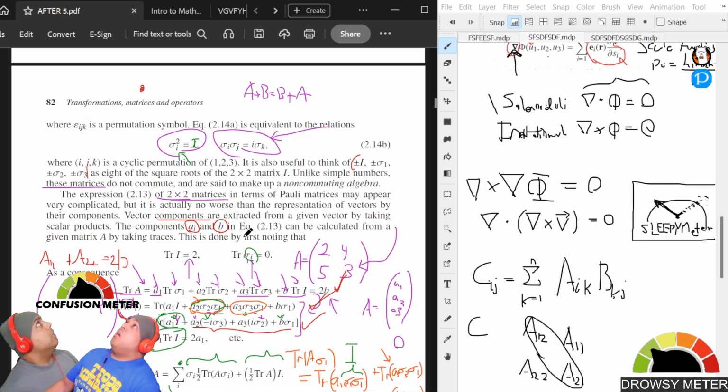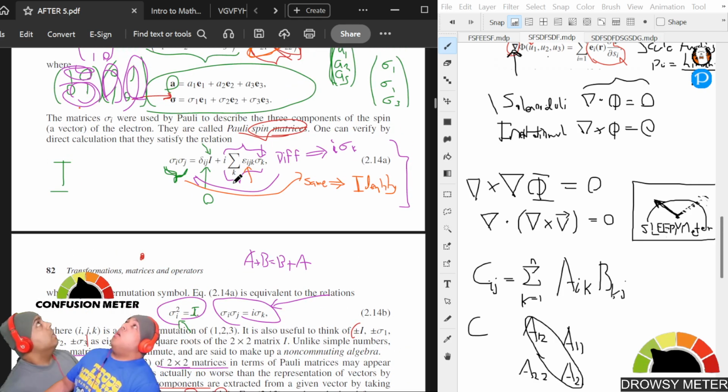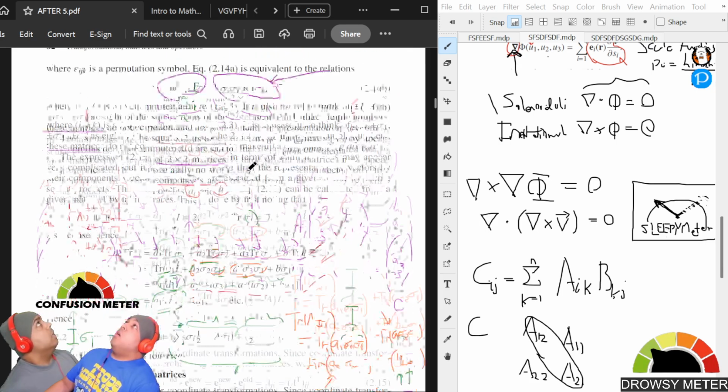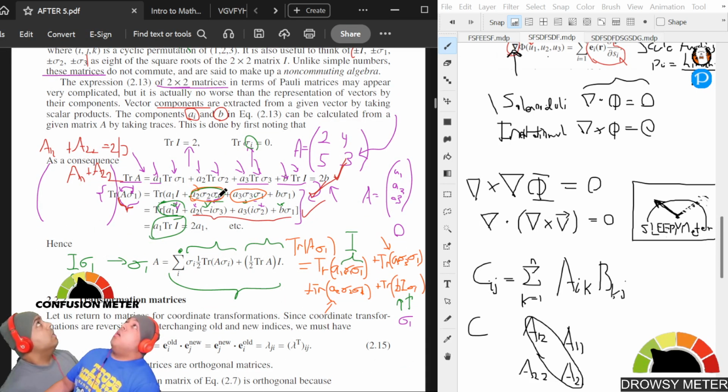Row 2? Oh, I think I know. Because this is Levi-Civita. So 2, 1 is different from 1, 2. And the difference is one has a negative sign, one does not. So yeah, I agree with this. I agree with this. I agree with this. But where did they go? Because next line, they are nowhere to be seen.